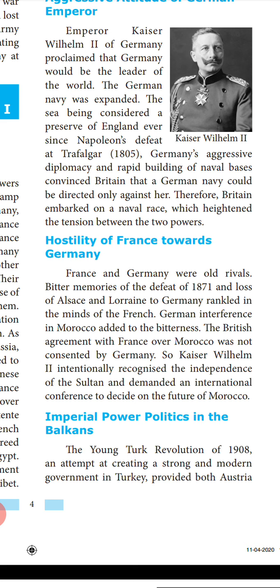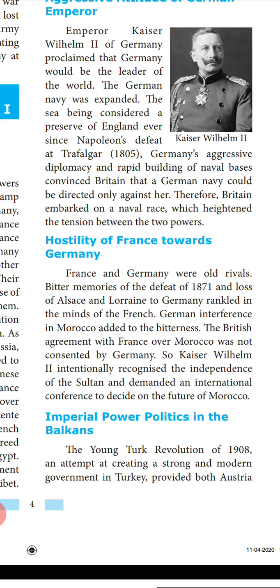So Kaiser Wilhelm II intentionally recognized the independence of the Sultan and demanded an international conference to decide on the future of Morocco. Okay children, next cause was imperial power politics in the Balkans.